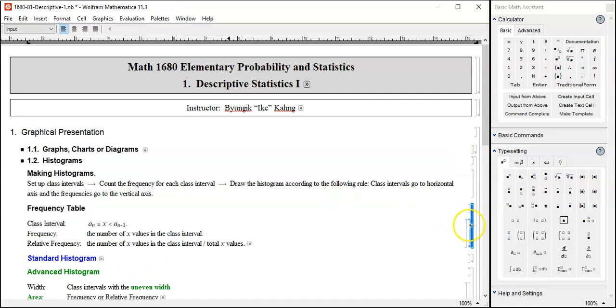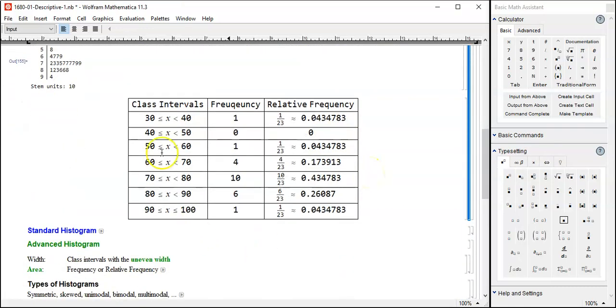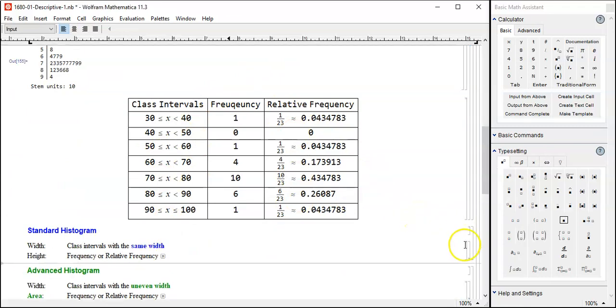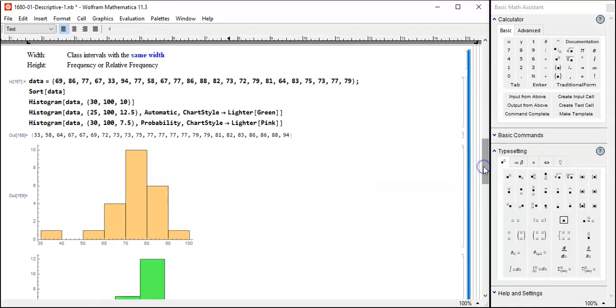So in this data set, here's a standard histogram with interval length as 10, so 90 to 100, 80 to 90, 70 to 80, and so on. And class intervals are here, 0 from 40 to 50. So we have a rectangle, but height is 0. And the height of each rectangle represents a frequency.